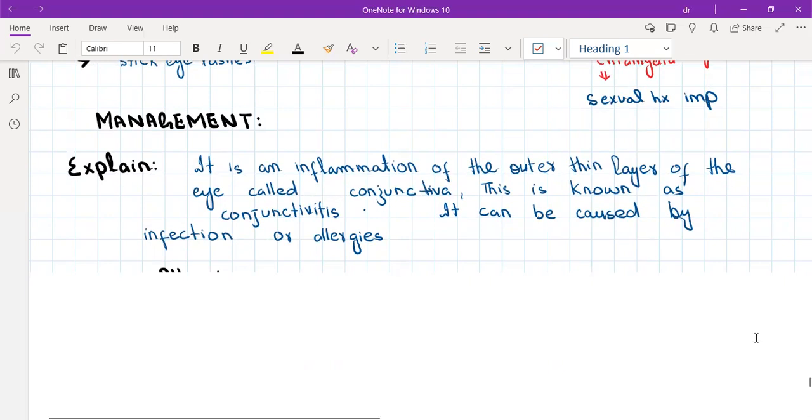Now how will you explain it to the patient? So you'll tell the patient it is an inflammation of the outer thin layer of the eye, which is called conjunctiva, and it is known as conjunctivitis. It can be caused by either allergies, or it can be caused by infection by bacteria or viruses.